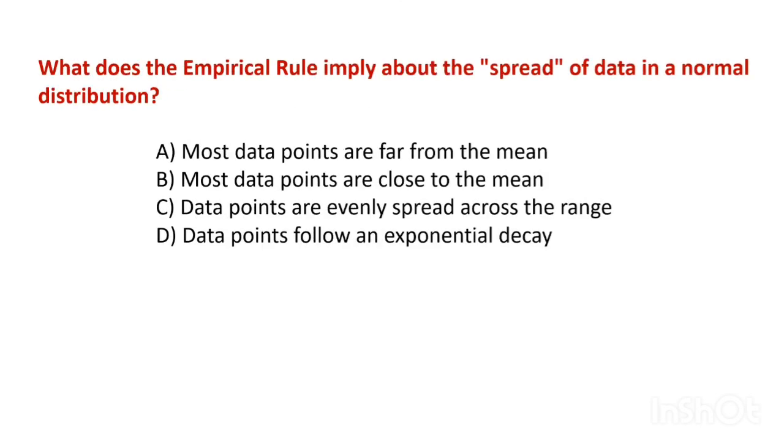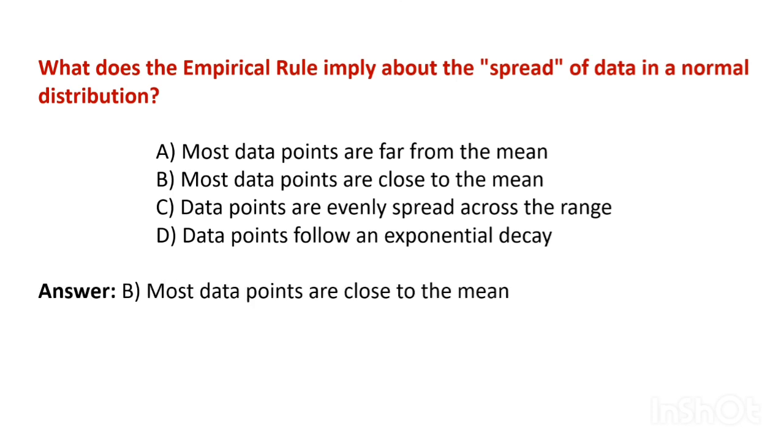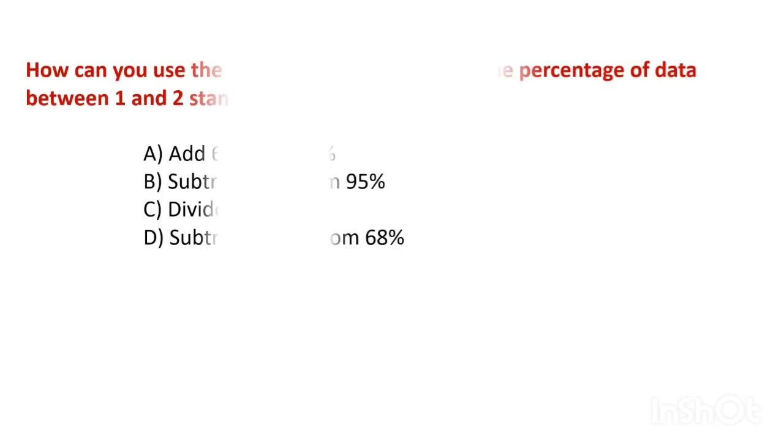What does the empirical rule imply about the spread of the data in a normal distribution? Generally, the empirical rule suggests that most of the data points in a normal distribution lie close to the mean, with a few points farther away. That is the right thing. So, the correct answer is B. Here it is, most data points are close to the mean.